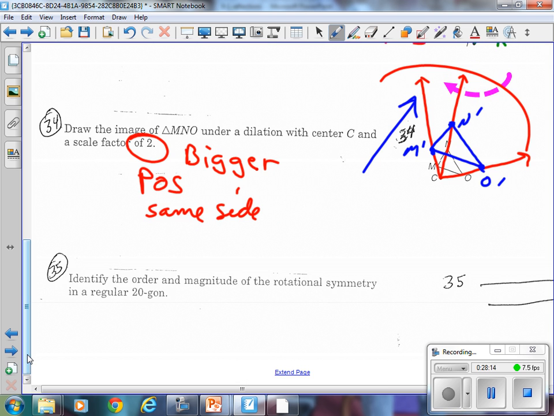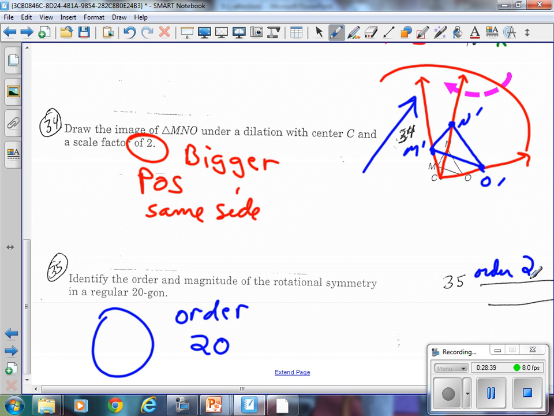35, identify the order and magnitude of rotational symmetry in a regular 20-gon. Well, if I could draw a regular 20-gon, which I can't, you know it has 20 sides and they're all the same, so as we spin it around in one whole circle, the order is how many times it looks exactly the same as it did when we started. Well, the order is just going to be 20. So that's one of our answers.